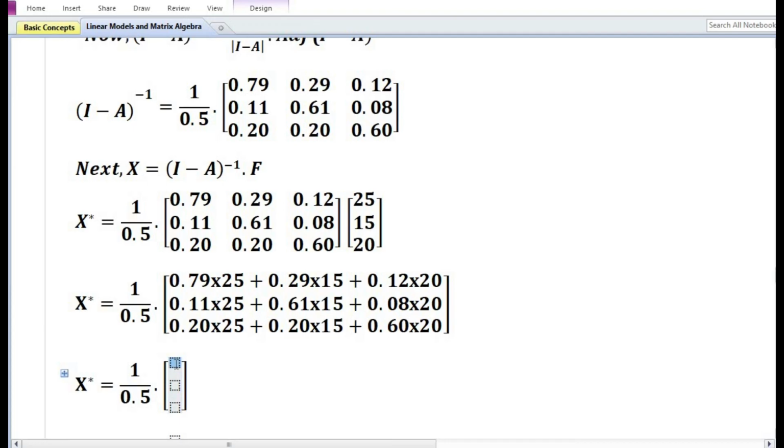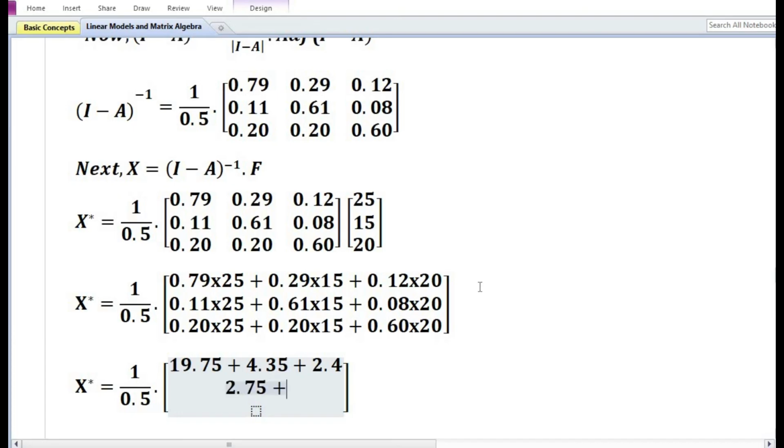0.79 times 25 equals 19.75. 0.29 times 15 equals 4.35. 0.12 times 20 equals 2.4. For the second row, 0.11 times 25 equals 2.75. 0.61 times 15 equals 9.15 plus 0.08 times 20 equals 1.6.